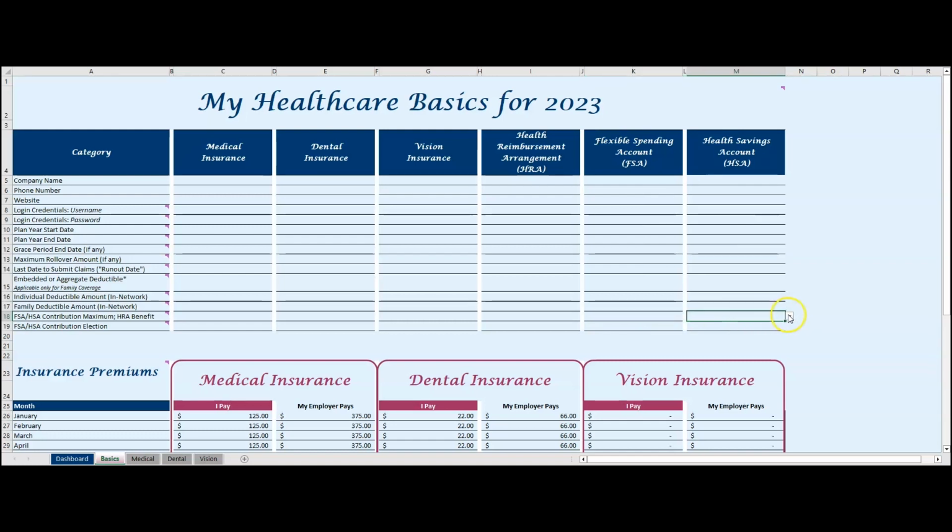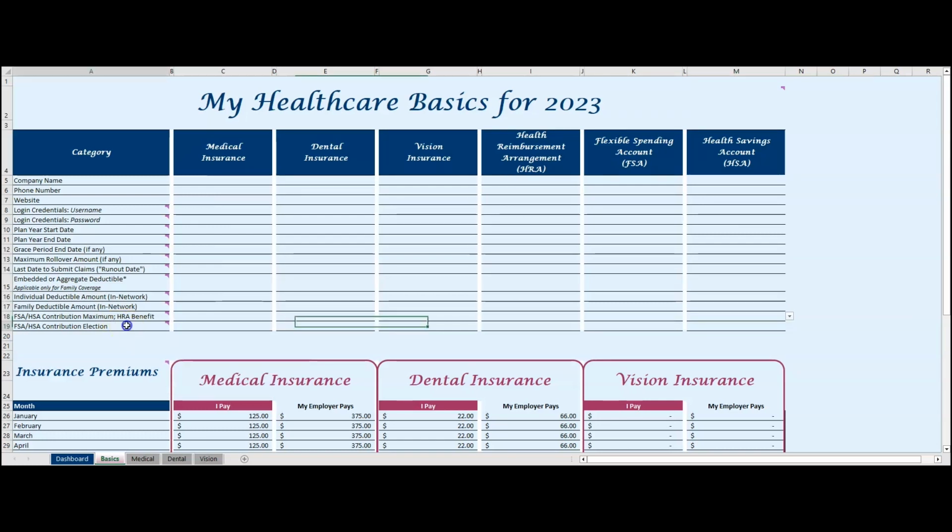The HSA has 4 different IRS imposed maximums. If you have individual insurance coverage, the maximum is $3,850. If you are 55 or older, you get an additional $1,000. They call those catch-up contributions. So if you have individual coverage and you're 55 or older, you can contribute $4,850. If you have more than one person on your insurance plan, it doesn't matter if it's 2, 3, 4, 10, your limit is $7,750 in 2023. And again, another $1,000 if you're 55 or older for a catch-up contribution.